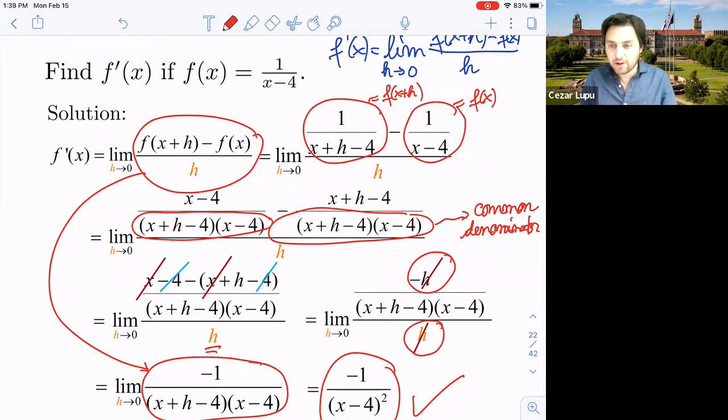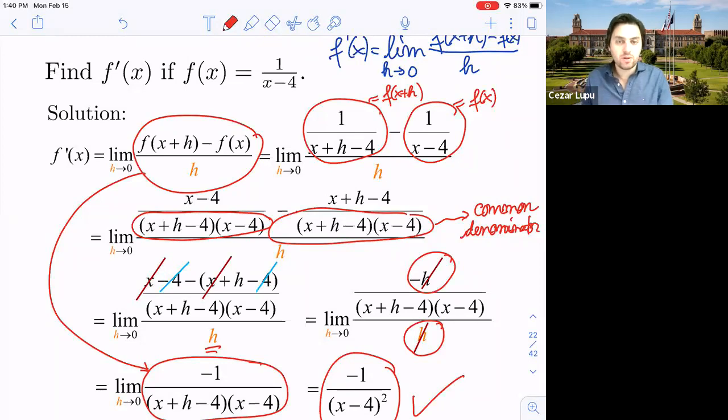Any questions regarding this? So you just replace. Basically, if you want to compute the derivative, you take the limit as h approaches 0 of the difference quotient. On the top, you have f of x plus h minus f of x. On the bottom, you have h.